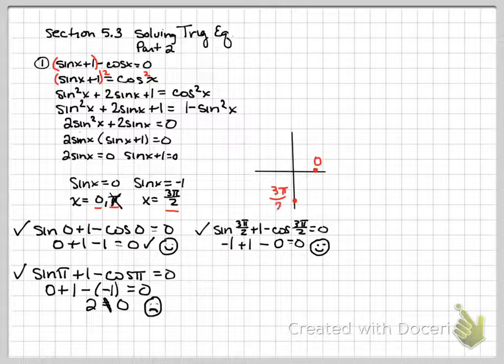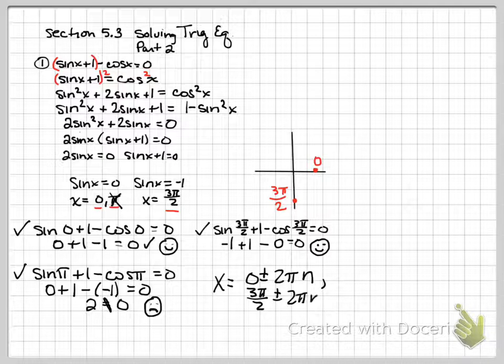They're not going to be the same distance apart. So I'm going to need to write two equations for my final answer. Let's do that way down here at the bottom. So x equals 0 plus or minus 2 pi n, and x equals 3 pi over 2 plus or minus 2 pi n. Okay? And there's our first one for today.